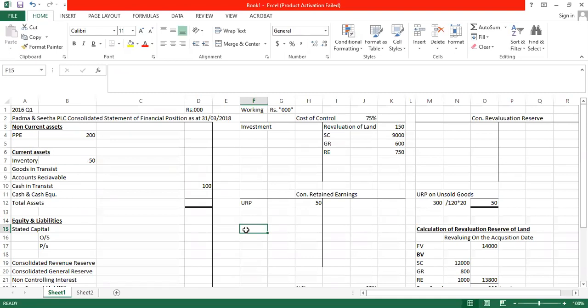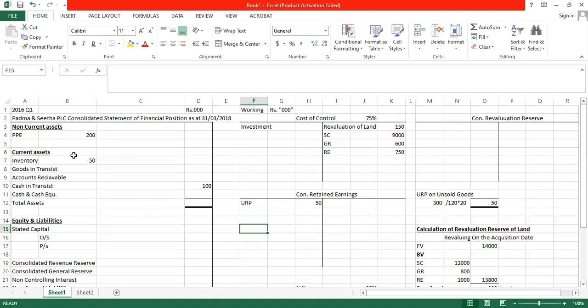Now you just have to sum up all the balances in your given balance sheets. So let's start doing that. Go to the first page of your balance sheet under the assets. It's given property, plant and equipment under the non-current assets.